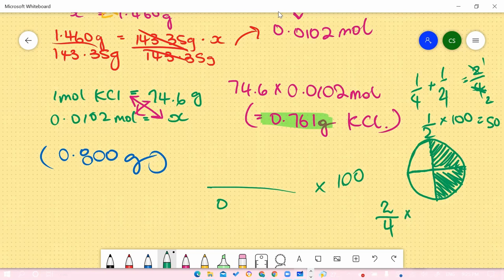All right, so we started out with 50%. Two out of four, right? Meaning two slices of pizza gone out of four slices. Four into 100, you get 25.